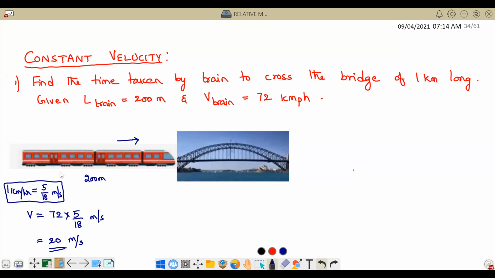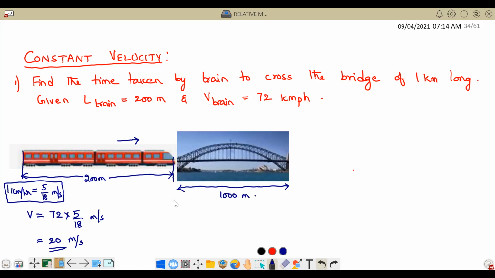So now the length of the train is 200 meters. Length of the train means this one. Okay. So from here to here, from the starting of the engine to the back side, this is 200 meters. Now, what is the length of the bridge? Tell me. What is the length of the bridge? 1 kilometer, sir. 1000 meters. Yeah, 1000 meters.